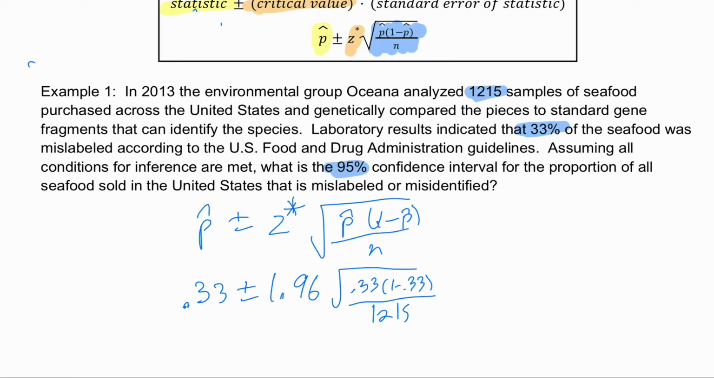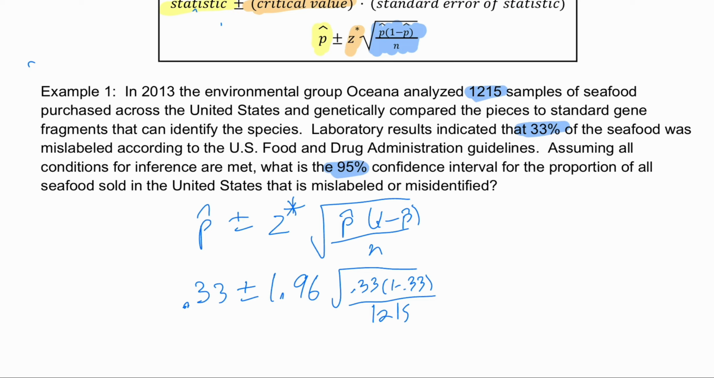So we're going to type in 0.33. We have to do the plus and minus separately, so we'll do the minus first. 1.96 times the square root, and you guys can use your alpha y equals buttons to get that fraction, make it a little bit easier for yourselves. 1 minus 0.33 times 0.33 over 1215.